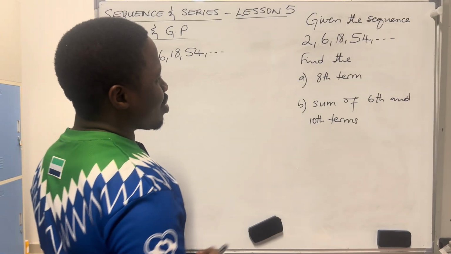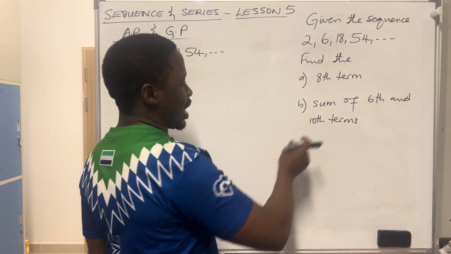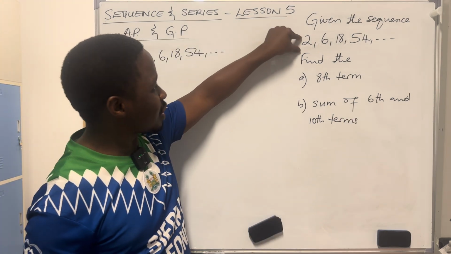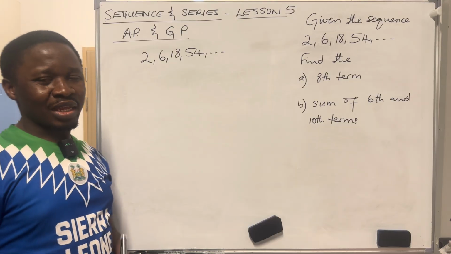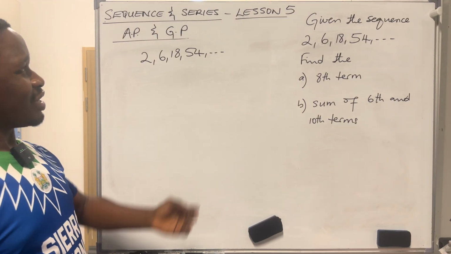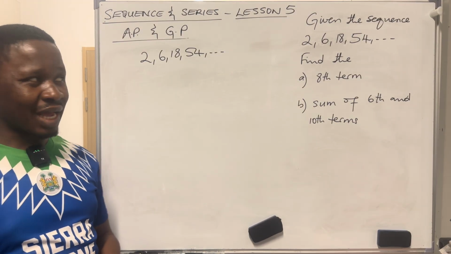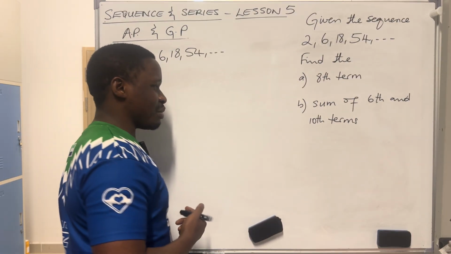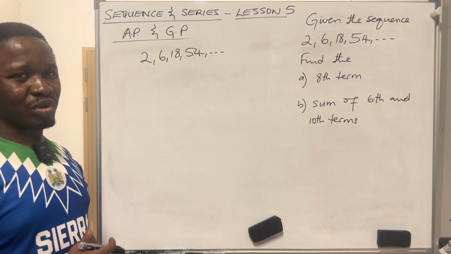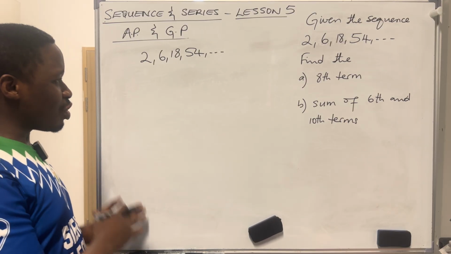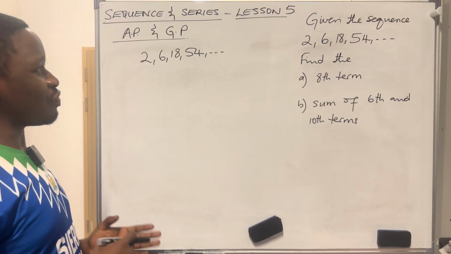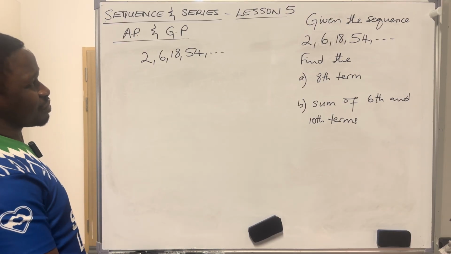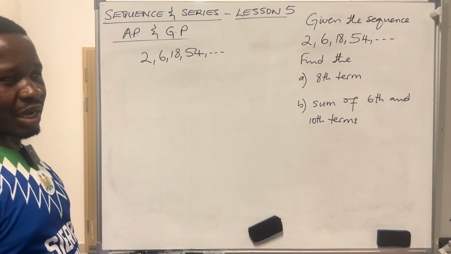How can we find the 8th term and the sum of the 6th and 10th terms without knowing if this sequence is an AP or GP? I always emphasize this, even in the previous videos, that you should be able to tell if this sequence is an AP or GP, because sometimes the examiner will not tell you. And most of the formulas are based on which of the categories you are dealing with. How do we know that this one is an AP or GP?